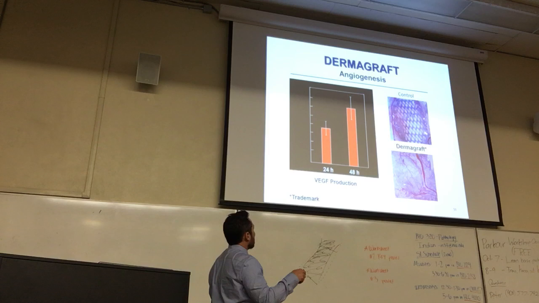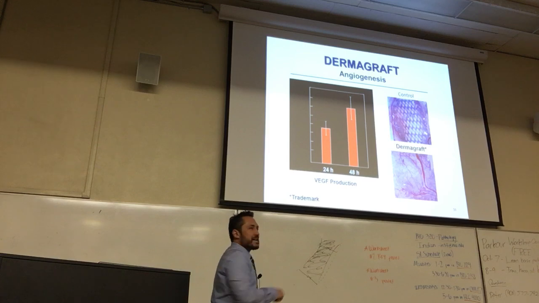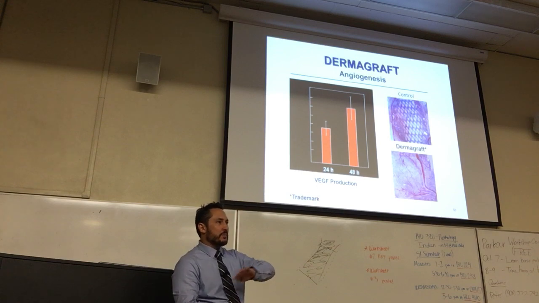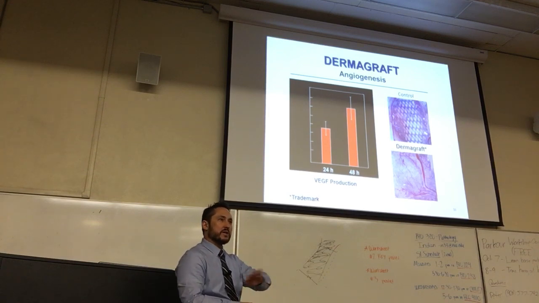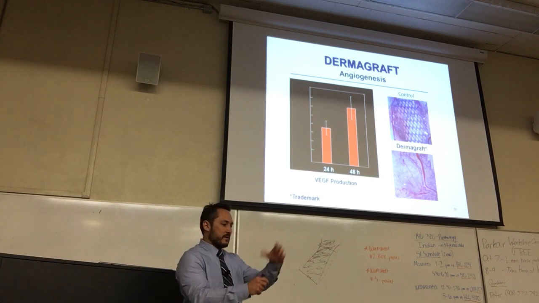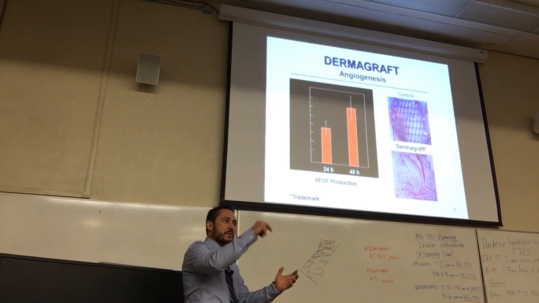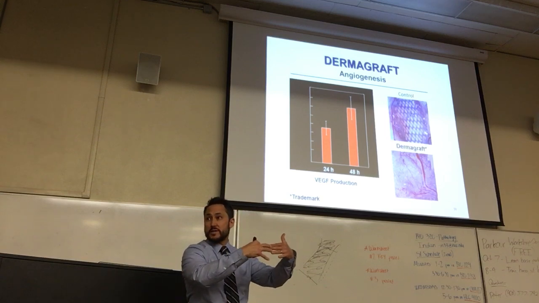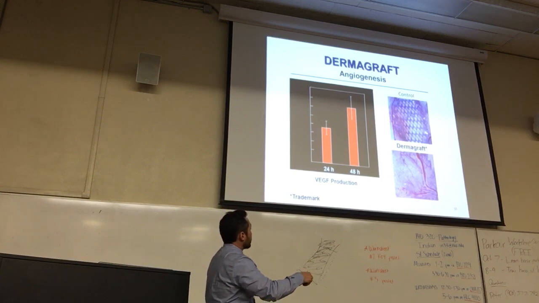This is a chick chorioallantoic membrane, which is kind of a cool assay. It's that membrane over top of the developing chicken. So you just open up a little window in the egg, and then you can drop your elements on top of that membrane. If they're angiogenic, then blood vessels are going to grow towards it. And that's exactly what happened with the Dermagraft.